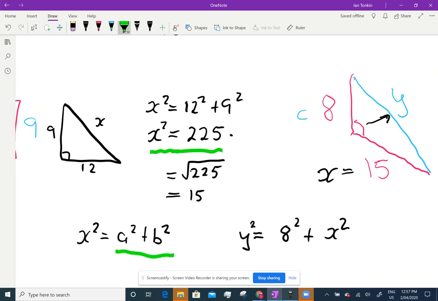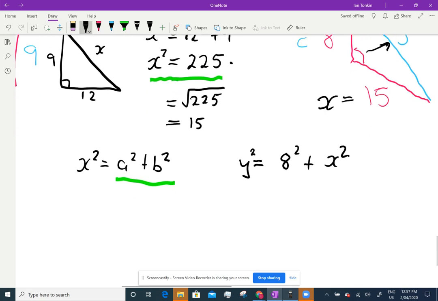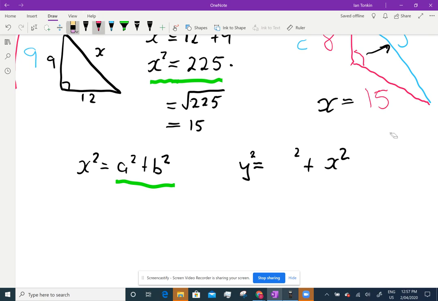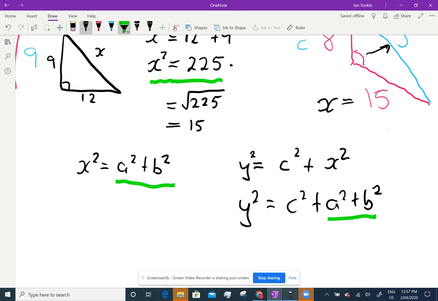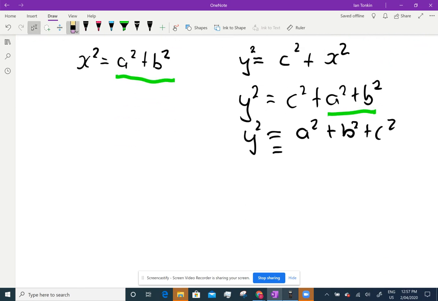But x squared is just that. Oh, sorry, I wrote 8, it's c squared. So y squared equals c squared plus a squared plus b squared, because that's what x squared is. We'll just write them in the same order, because it doesn't matter which way you add things. And that's what y squared is. Well, how do we find what y is when we've got it squared? We just square root. So y equals the square root of a squared plus b squared plus c squared.